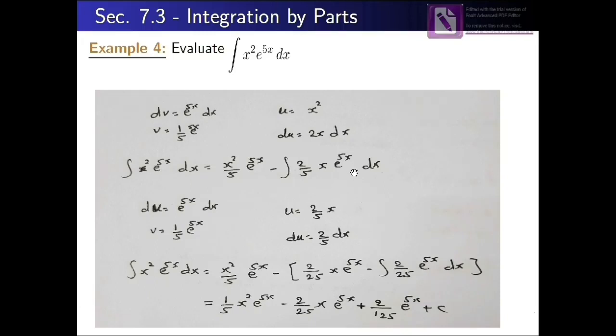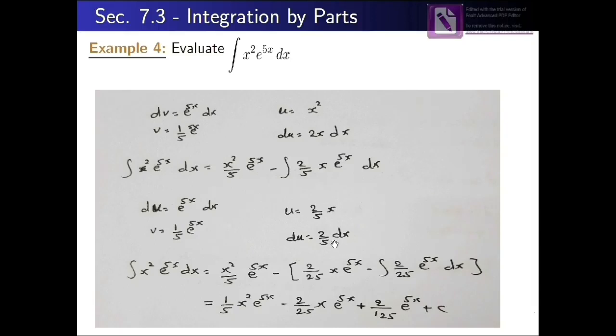So for this again we need to use integration by parts. We choose dv again as exponential of 5x dx, so v will be equal to 1 over 5 exponential of 5x. We choose u equal to 2 over 5 x, that means du is equal to 2 over 5 dx.